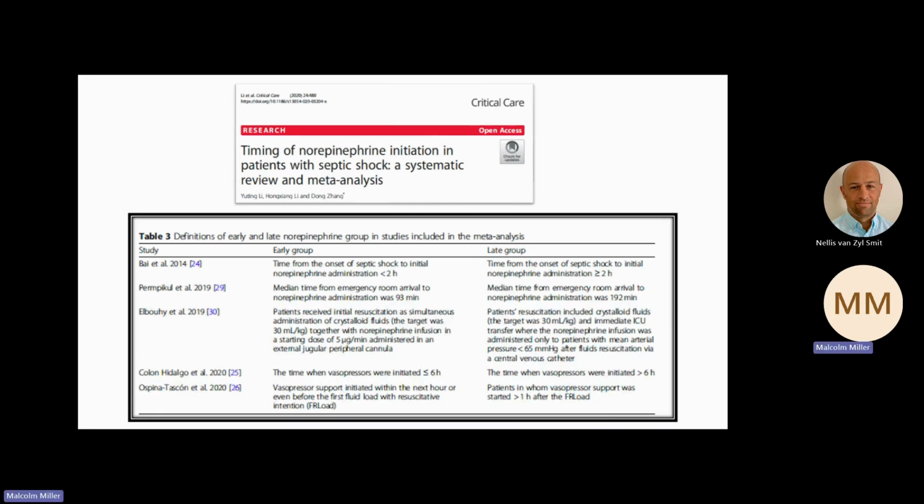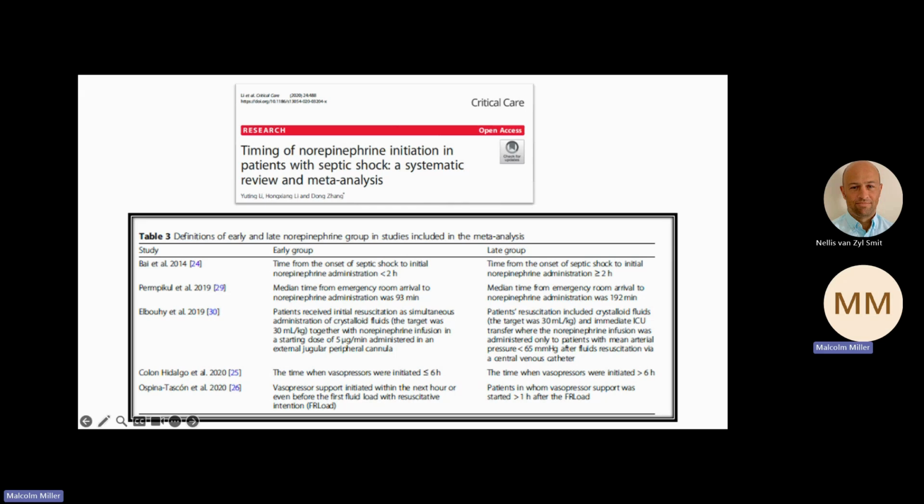So how early is early? Well, essentially, we want to start it at the time of presentation or once patients land in the ED, needing antibiotics, needing fluid resuscitation. So to start fluids and vasopressors almost simultaneously is really what's recommended, but particularly in the first 6 hours of their sepsis management.